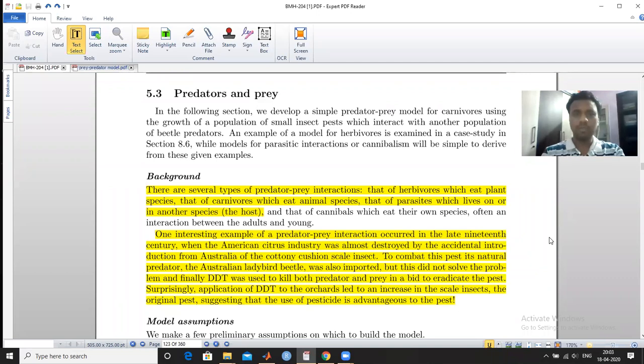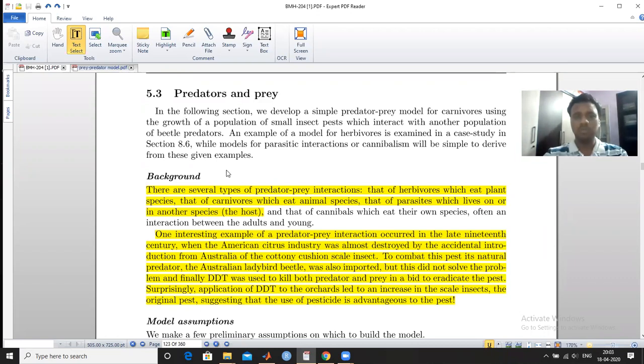Hello students, welcome back. In today's class we will discuss the predator and prey model, or prey predator model, whatever you say. So in the environment or in an ecosystem you can see this type of model appears. So this is the background.